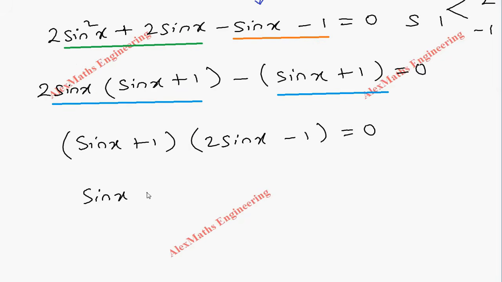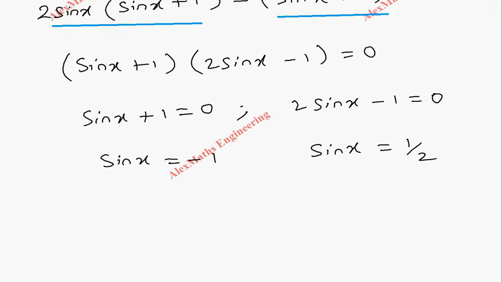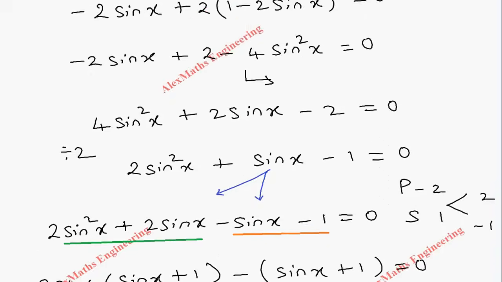Now taking each term separately to 0, we get sin x equal to minus 1 and sin x equal to 1 by 2. Now take the number line, but before that we can find the value of x from this. It will be better first to take the number line and mark the critical values.